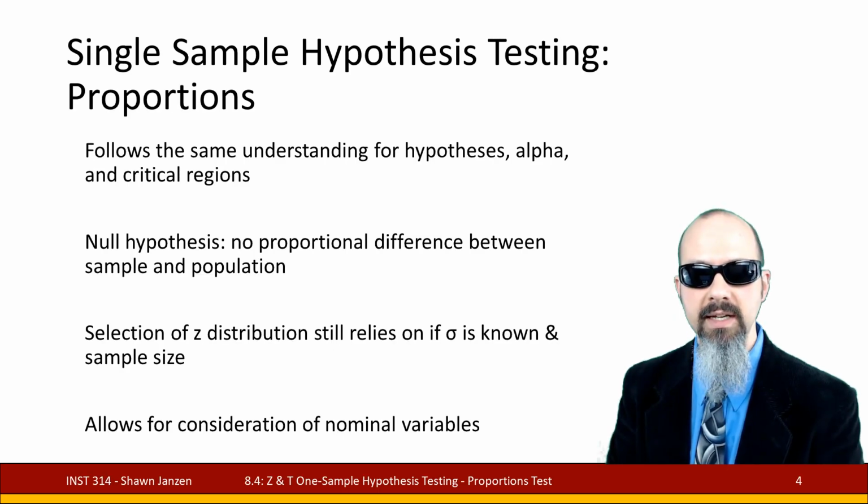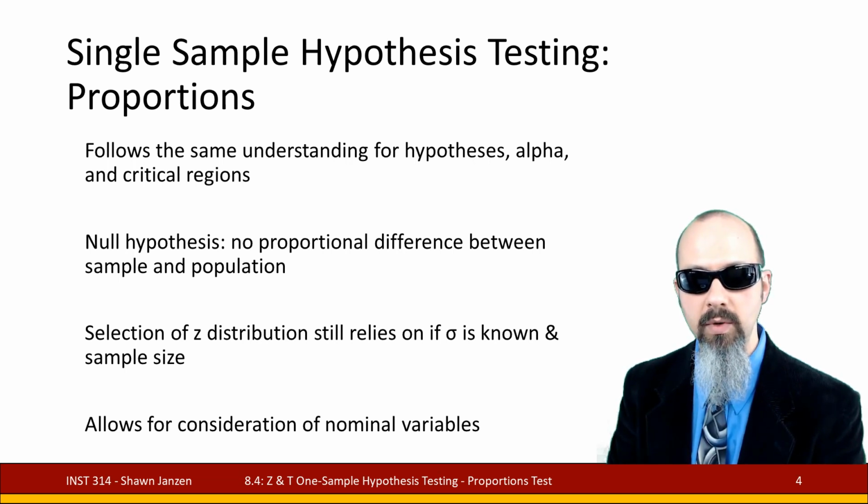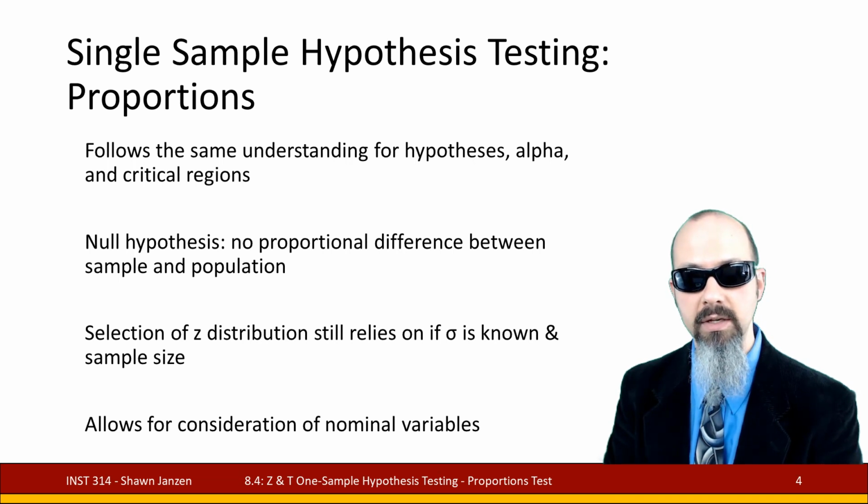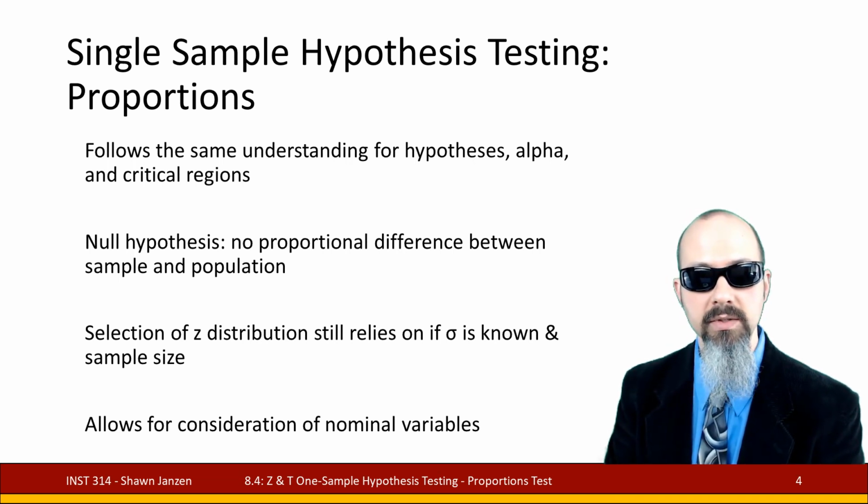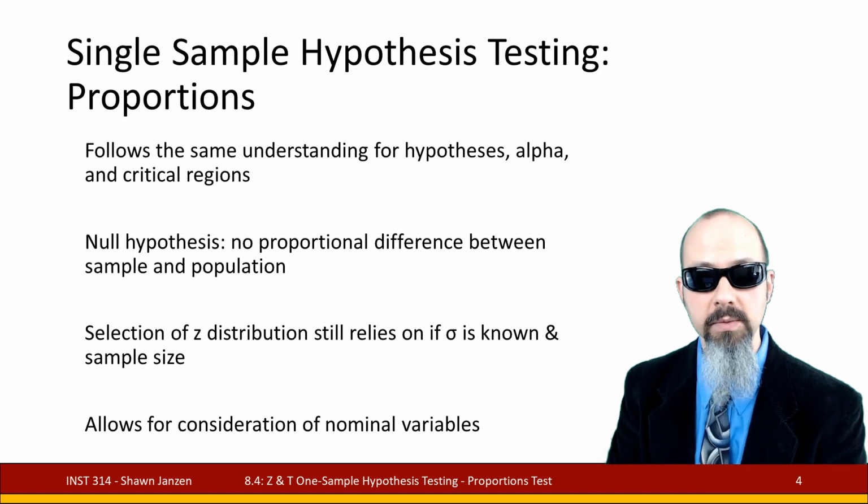Now, some of these things we're going to carry over the same understandings. We're going to use the same rules that we've applied for how we write hypotheses, how we choose alpha, how we look at critical regions. This is all the same. We're still starting with the basis of a null hypothesis, and in this case, we're talking about that there's no proportional difference between your sample and your population, and that all Z distributions still rely on some level of standard deviation and sample size. But this does allow us to use the idea of consideration for nominal variables, because nominal variables can have proportions between them.